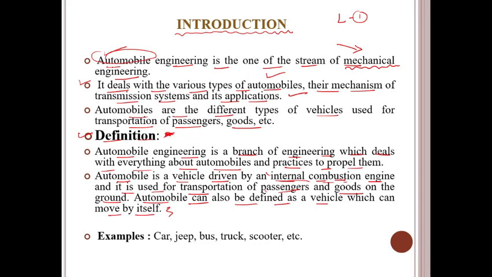These are the simple explanations of the definitions and introduction of automobiles. And we know the examples: car, jeep, bus, truck, scooter, etc. So these are the various examples of automobiles.